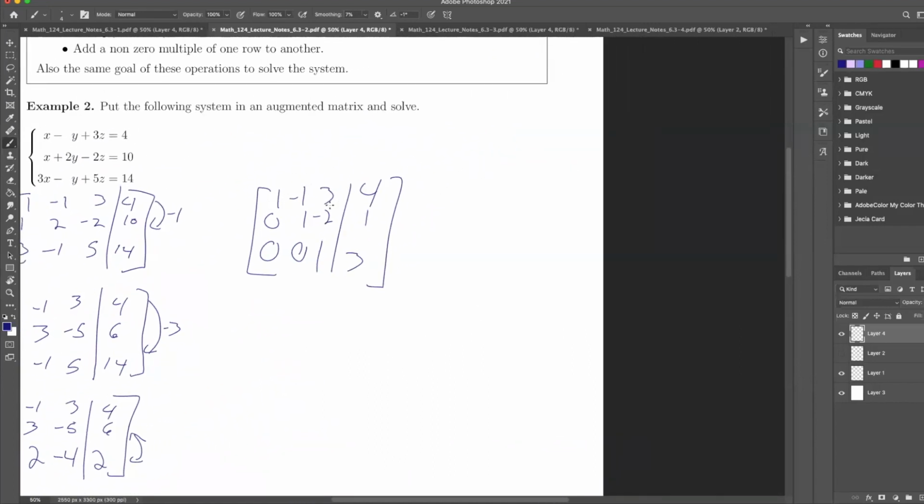Remember what this means, right? This means x minus y plus 3z is equal to 4, right? So here, remember, this is our x column, this is our y column, this is our z column, this is our constant column, right? The constant, it's just what the standard is. And then what this one says is I have y minus 2z equal to 1, and here I have z equal to 3. And so technically, you can solve it at this point.